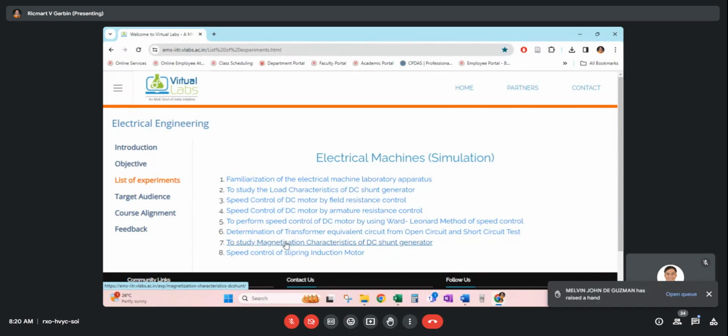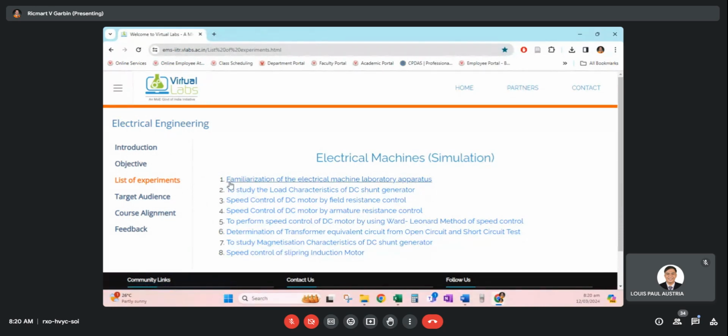Yes, Mr. De Guzman. Sir, sa pagpapangalan po ng laboratory activity, yan po ay according po diyan sa order ng numbers? Yes. Yung number 7 po ay 1.5 po. 1.5. Thank you po, sir. 1.1 to 1.5. So, for laboratory activity number 1, 1.1 is familiarization of electrical machine laboratory apparatus. Then 1.2, load characteristic of a DC shunt motor. Tanggalin nyo yung to study, yung load characteristic lang. So 1.3, 1.4, and 1.5.